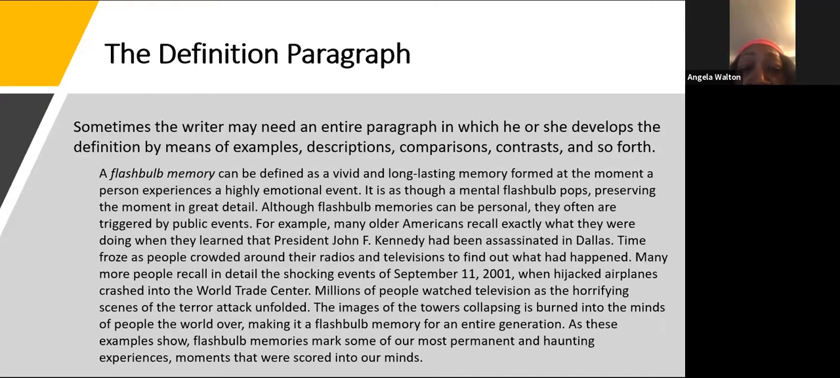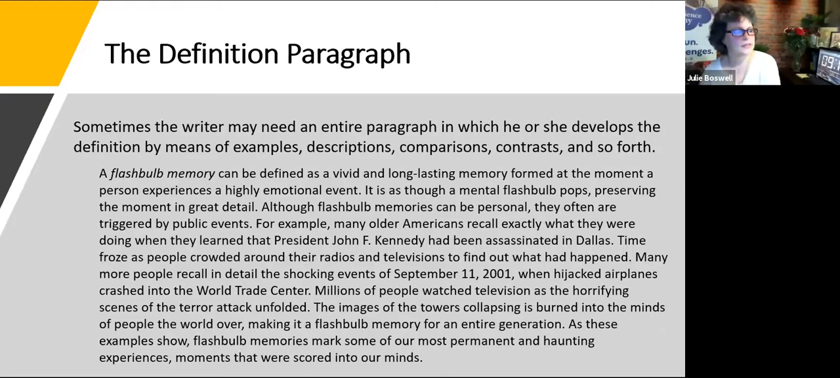Many more people recall in detail the shocking events of September 11, 2001, when hijacked airplanes crashed into the World Trade Center. Millions of people watched television as the horrifying scenes of the terror attack unfolded. The images of the towers collapsing is burnt into the minds of people the world over, making it a flashbulb memory for an entire generation. As these examples show, flashbulb memories mark some of the most permanent and haunting experiences, moments that were scored into our minds.